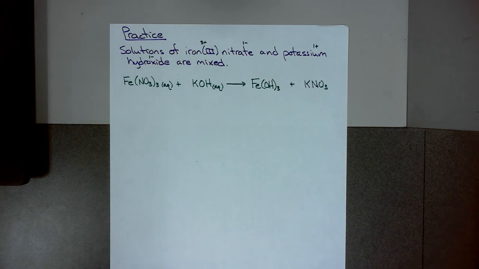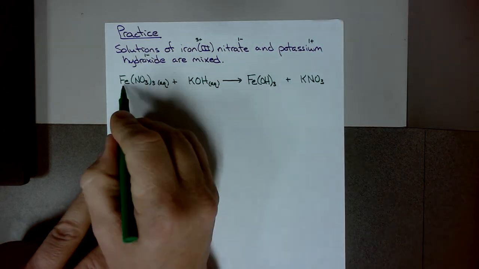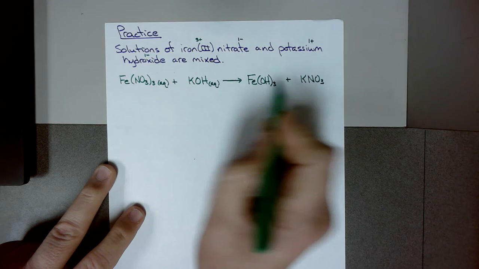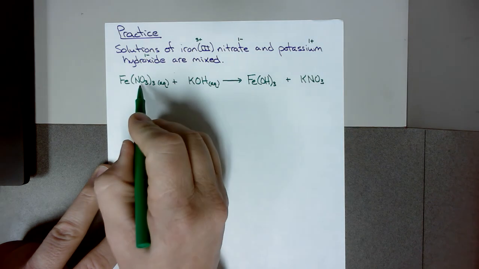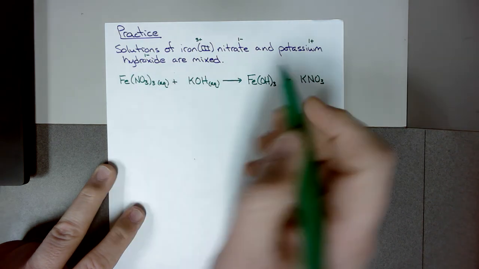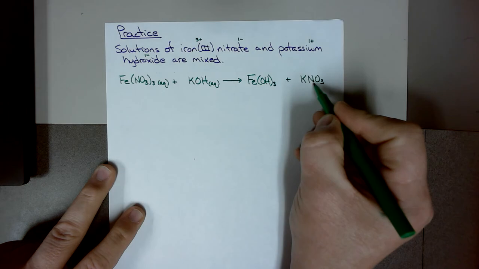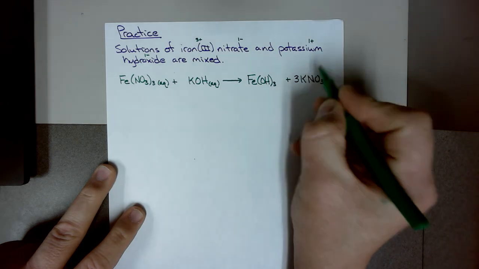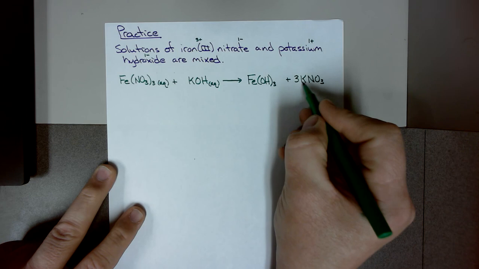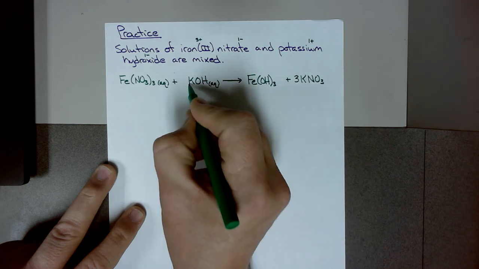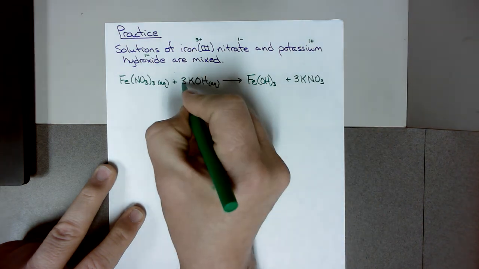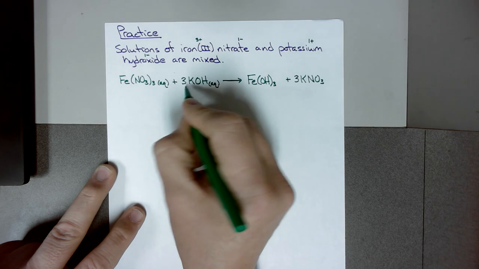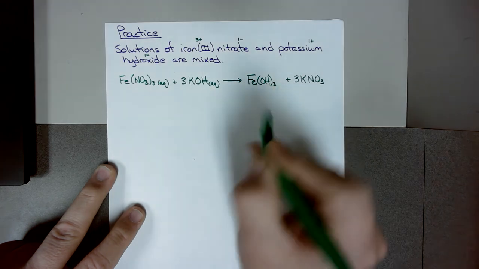So when I go through and balance it, I look at iron's 1 and 1, potassium's 1 and 1, but I have 3 nitrates here, and I only have 1 nitrate here. So I need to put a 3 in front. When I did that, I have 3 potassiums, so I go back to the other side. I need to put a 3, that's 3 potassiums, 3 hydroxides, and then this side has 3 hydroxides.